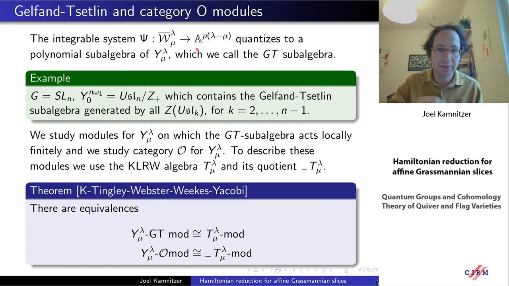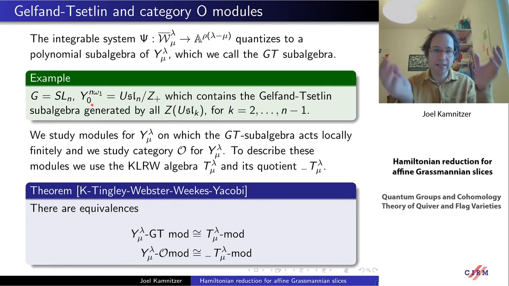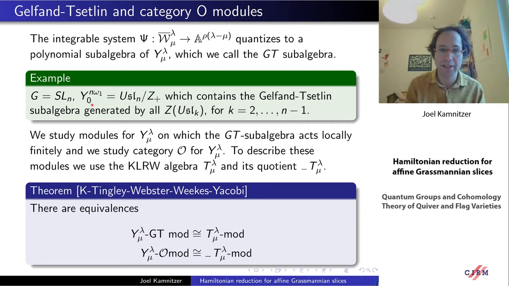So one example of interest is, I mentioned before, that if we take SLN and we take the very special lambda, which is n times the first fundamental weight, and we take mu to be zero, the corresponding affine Grassmannian slice was the nilpotent cone. And it's obvious how to quantize the nilpotent cone. It's quantized by the universal enveloping algebra modulo central character. And in fact, that is the quantization that you get as the truncated shifted Yangian. So this truncated shifted Yangian is the universal enveloping algebra by the central character.